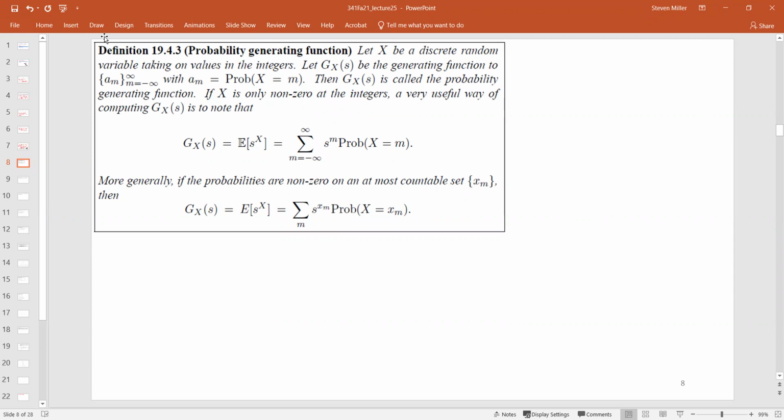More generally, if the probabilities are non-zero at most on a countable set, instead of s to the m it would just be s to the x sub m, times the probability that X equals x sub m. So the question then becomes, can we compute this for things that are nice? Somebody give me a reasonable probability distribution that is integer valued.